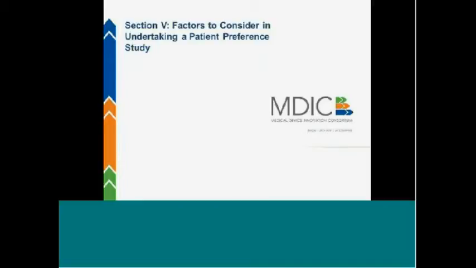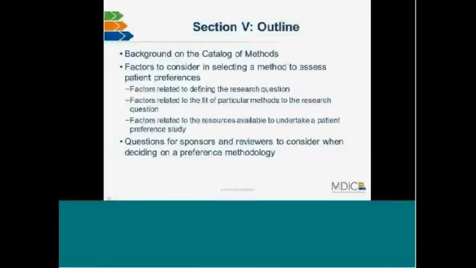Back again. So Section 5 really talks about things to consider in implementing a patient preference study. When I talked about the catalog, we talked about a distinction between the method itself and implementing the method. And Section 5 looks more at the things to consider when implementing the method.